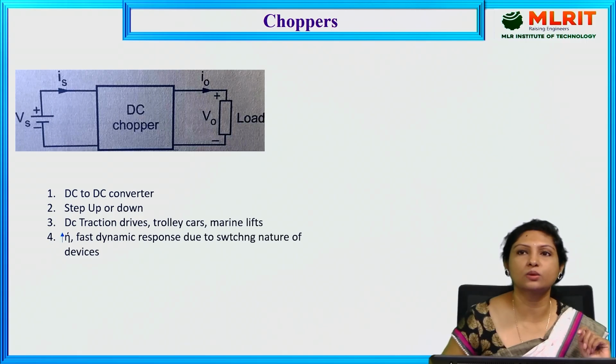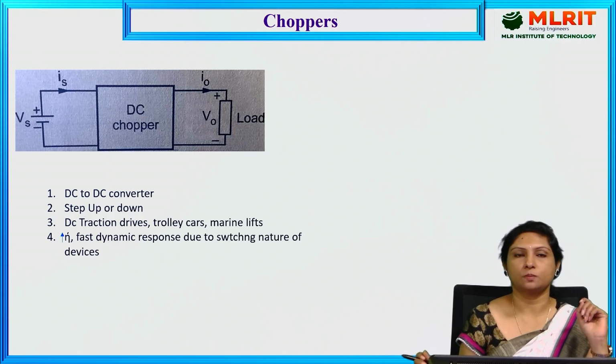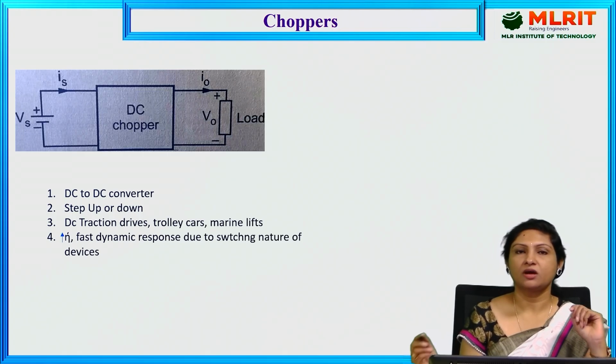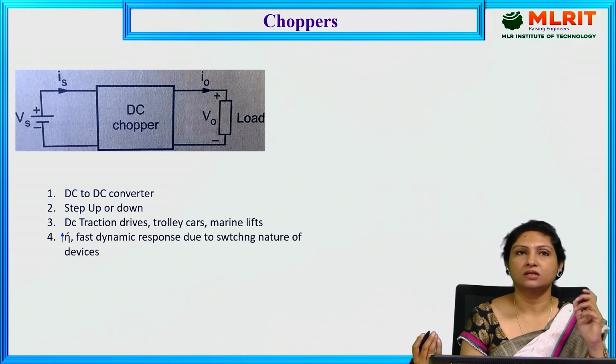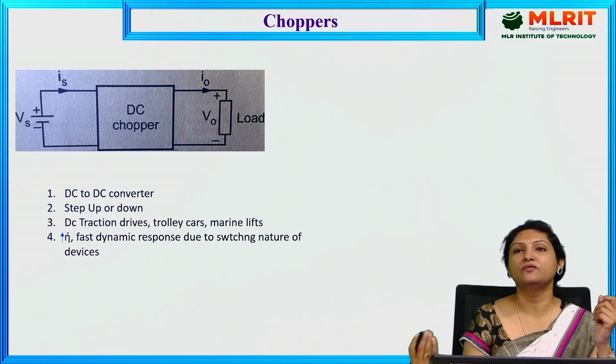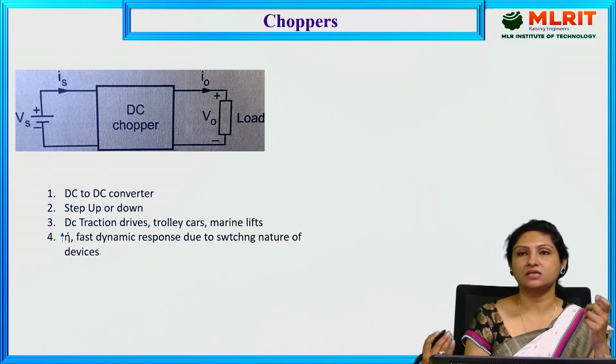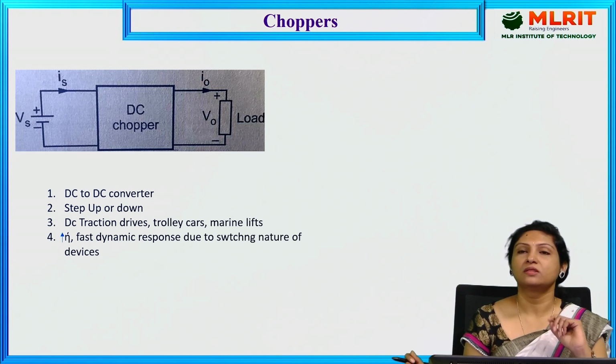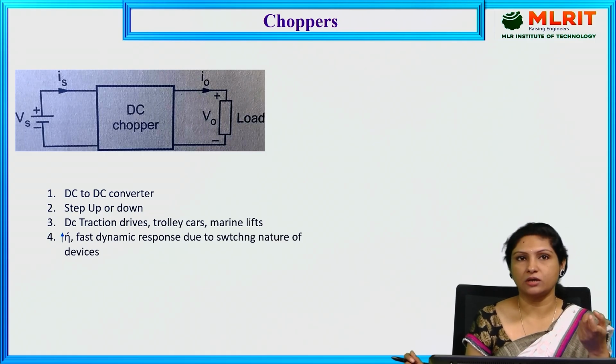And here, what are the various applications of choppers? Here, it can be used in DC traction drives, trolley cars, marine lifts, lifts, cranes, etc. And firstly, the efficiency of these choppers will be very high because of its fast dynamic response. I mean, the dynamic switching nature of the kind of switches which we are making use of will be good. So that is the reason we can obtain fast dynamic response, and thereby efficiency is also high.